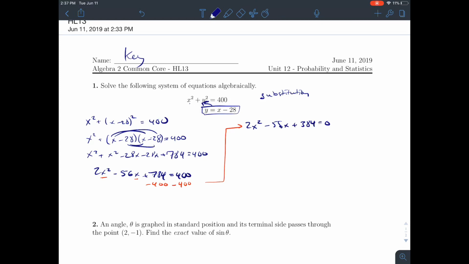Next up, it would be impossible to factor with the 2 there, so we'll divide by 2 on both sides. This gives us x squared minus 28x plus 384 divided by 2 is 192, and that all equals 0. So they want us to factor this, and this is a pretty crazy sum and product problem. We're looking for two things that sum to negative 28 and have a product of 192.